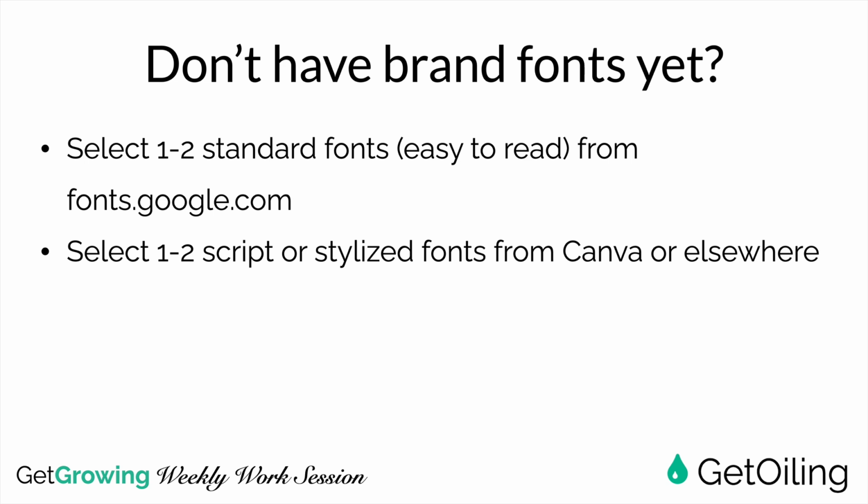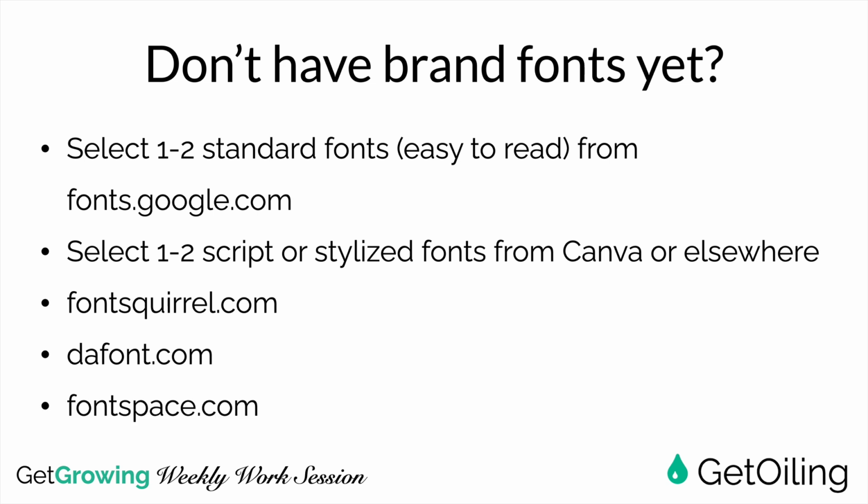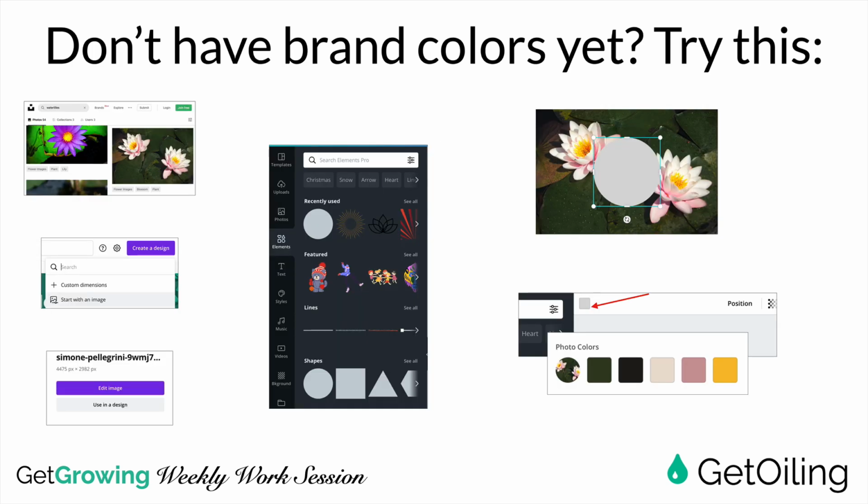Then we're going to select one or two scripty or stylized pretty fonts from Canva or elsewhere for things like your signature and for accents used in your branding. You can get these from places like fontsquirrel.com. Of course, Canva definitely has a fair amount of these, dafont.com or fontspace.com. Lots of great places online to find fonts, but make sure that you have got one of each of these. And of course, if you wanted to play around with some combination, we'll wind up using three, including the stylized font from Canva or elsewhere on your brand guideline.